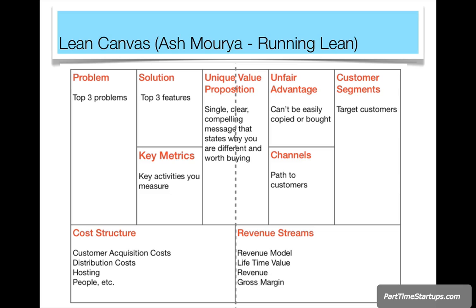Okay, and the bottom two blocks are talking about finances. One is your cost structure: how much you have to spend per month or per year, where you have to spend money, what all you need to buy. And then the revenue streams on the other side: how are you going to make money, and what kind of revenue streams you can get with this idea.